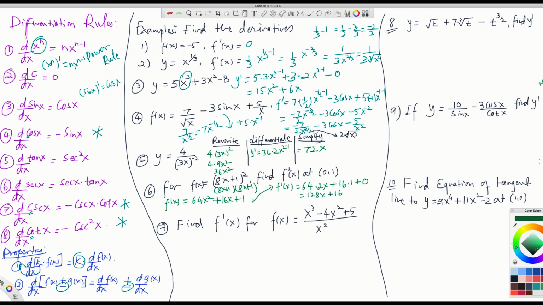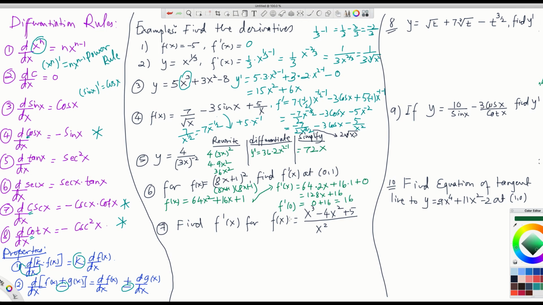But you want to find out f prime of x at x equals 0, right? So what you do, f prime at x equals 0, just replace x by 0. So 128 times 0 is 0, plus 16. So the final answer is 16. That's what you get.